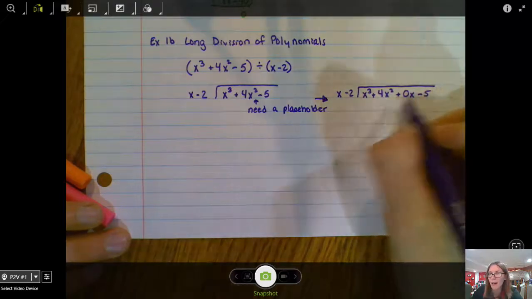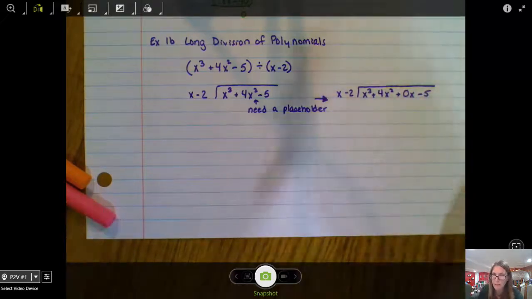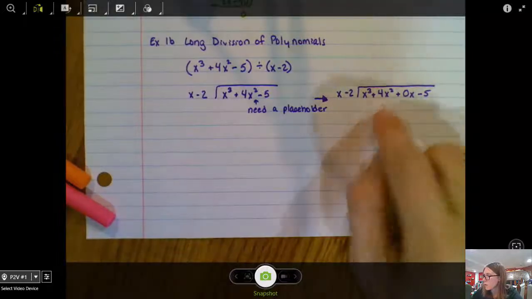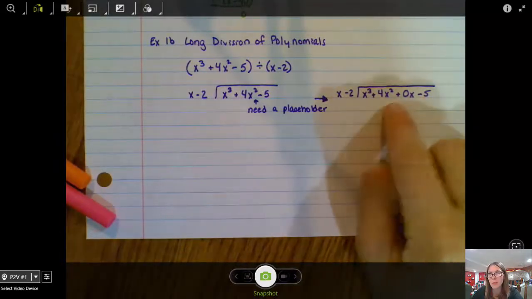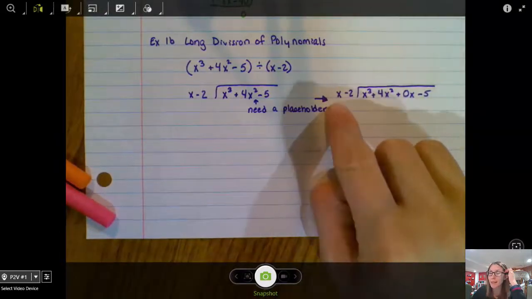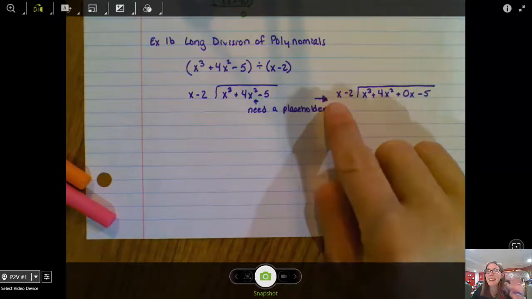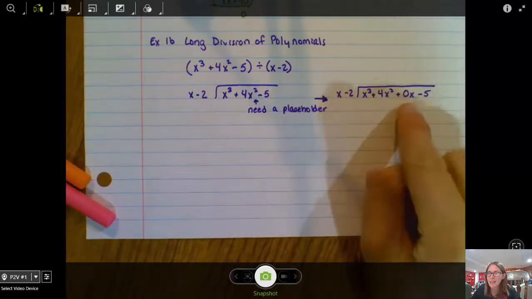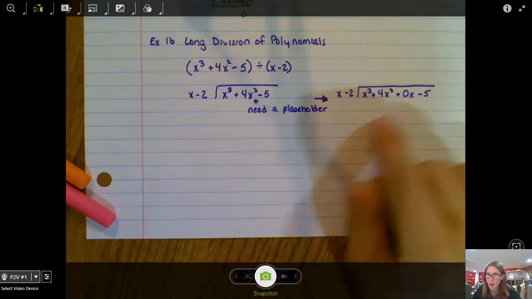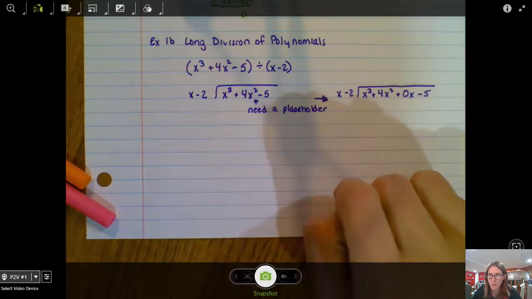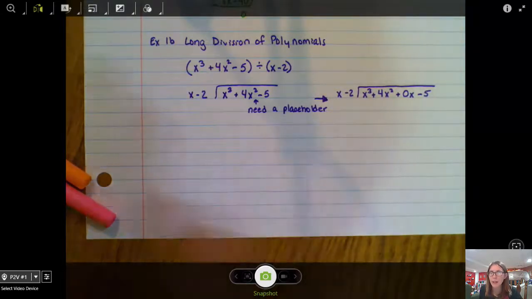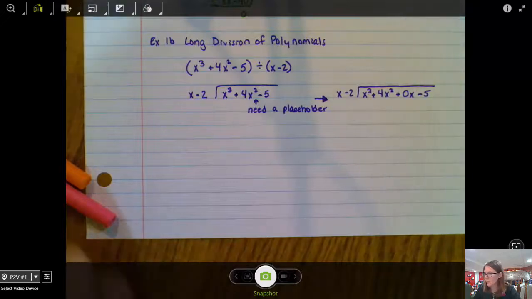I can't be missing any terms in the middle, I guess. And that goes for if I have something underneath my division bar or if you have something in the front. If we're missing any terms in the middle, we need to have 0x in this case. We need to have 0, whatever the exponent of our variable is.